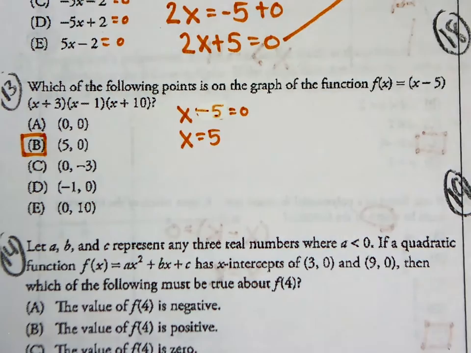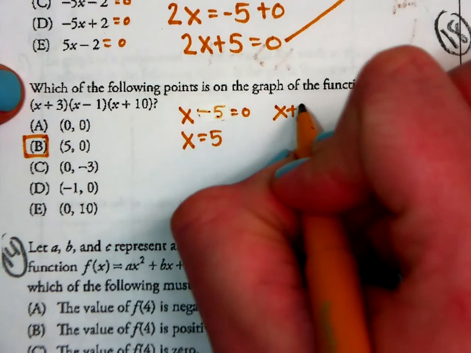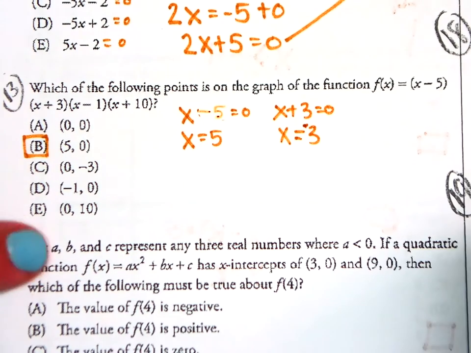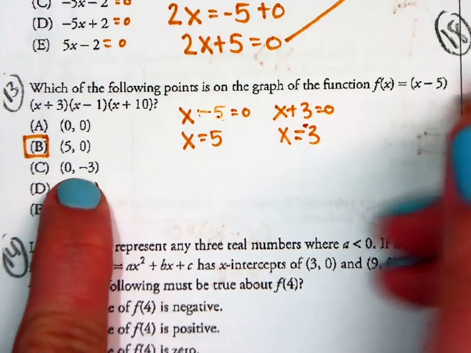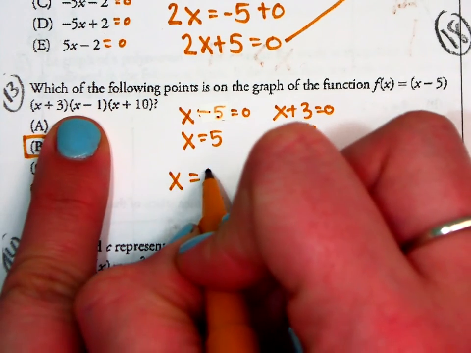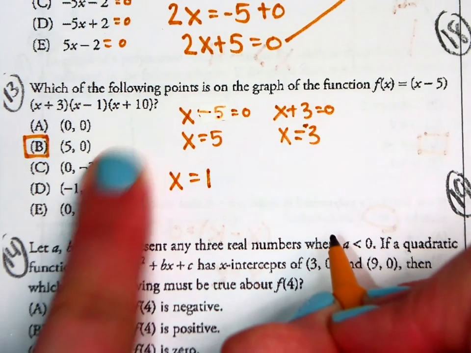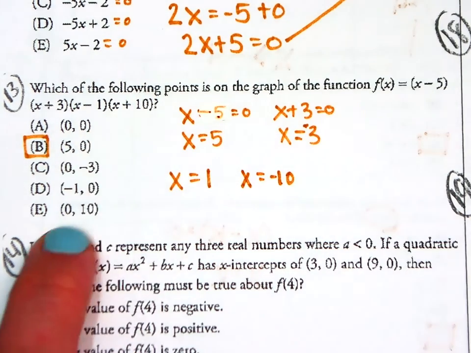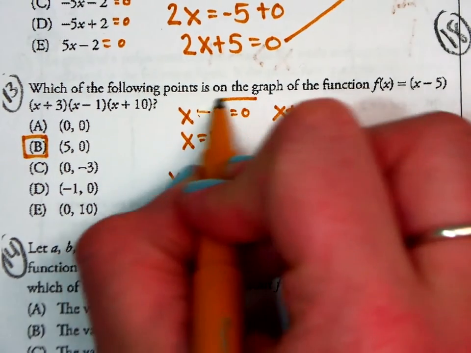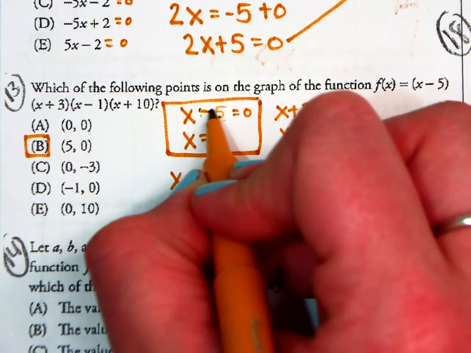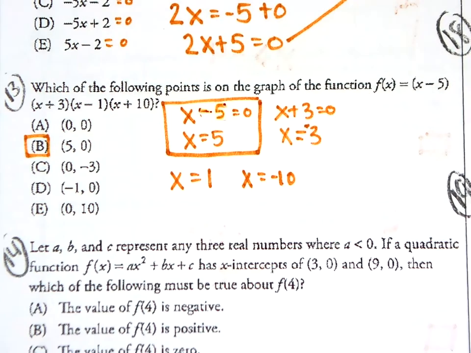I can continue this. Right here, this is x plus 3 equals 0, so that is x equals negative 3. That's not an answer choice. This one has it in the wrong spot. And then so on, this would be x equals positive 1, not an answer choice. And this one would be x equals negative 10. Again, not an answer choice. So the correct answer here is B. Whenever it says solution or what point is on the function, all you have to do is set the factor equal to 0.